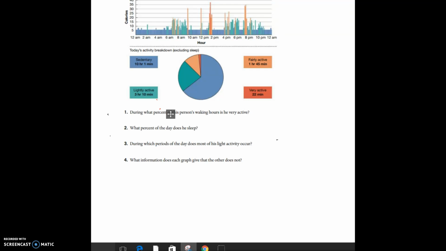Okay, so the first question says, what percent? And so when they ask for a percent, we know that we are going to divide and multiply by 100. So we are going to divide our two numbers, part by whole, and then go ahead and multiply by 100. And then we want to know when they're very active. So very active is 22 minutes. And you know that you're going to have to divide by minutes.